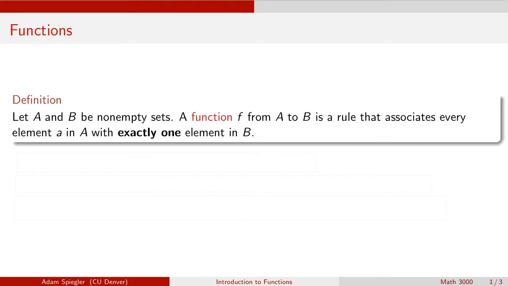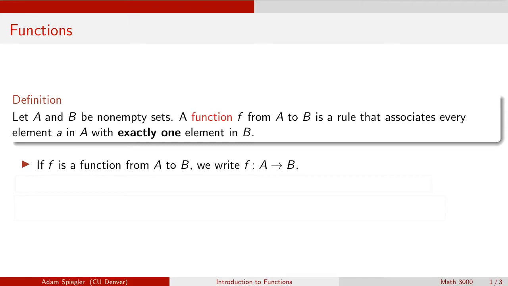A function is a mapping from one set A to a second set B, so that for every element in A, we get matched with exactly one element in B. That's the key property that a mapping needs to satisfy in order for it to be a function. That is, each input gets mapped to exactly one element in set B, in what we'll soon call the codomain.